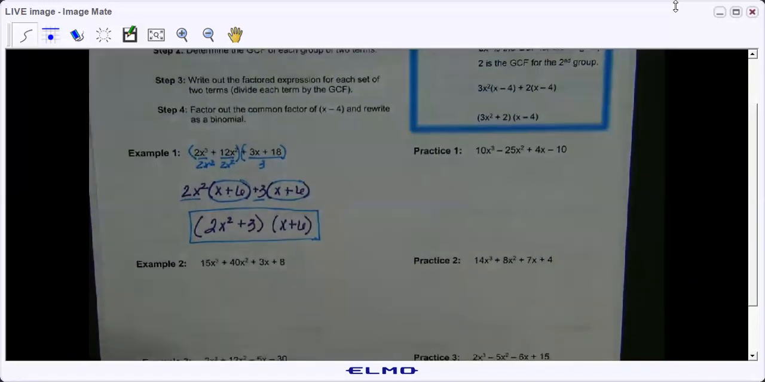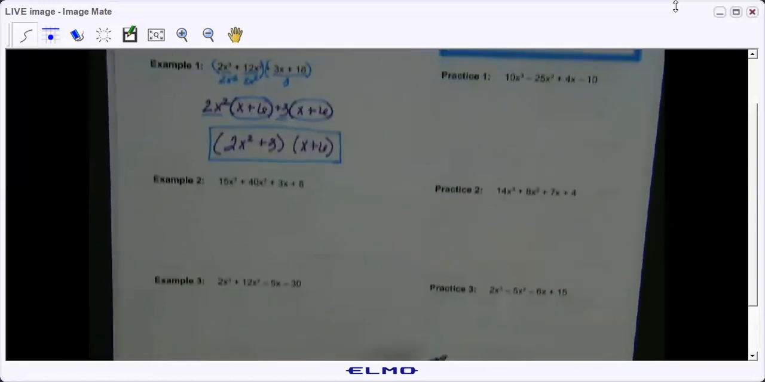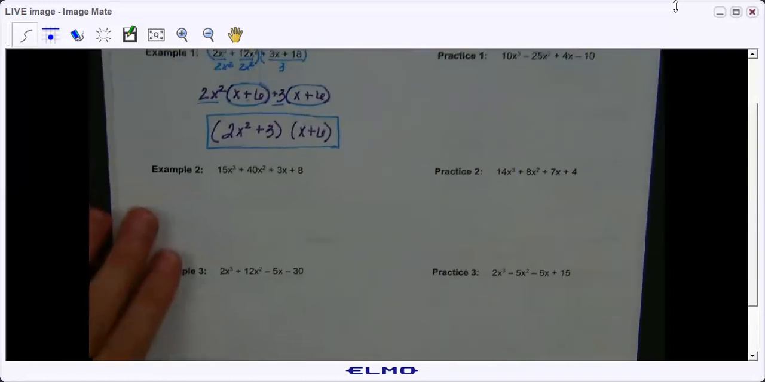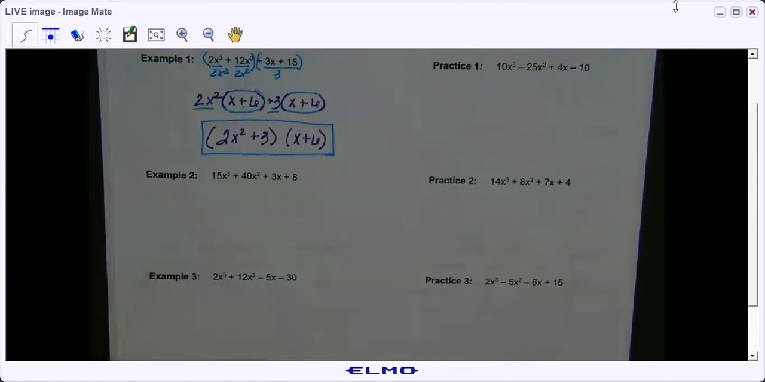All right. Let's go ahead and go down to example 2. We're going to do the same thing. We're just going to group. We're going to factor, and then we're going to put our answer together.